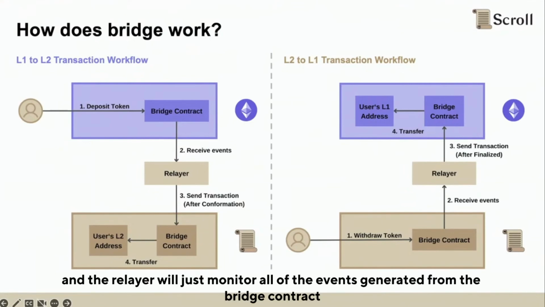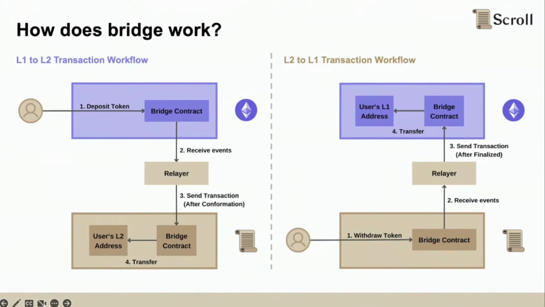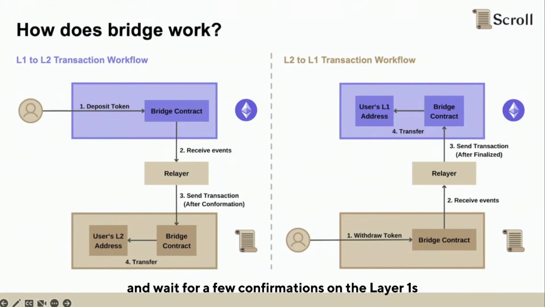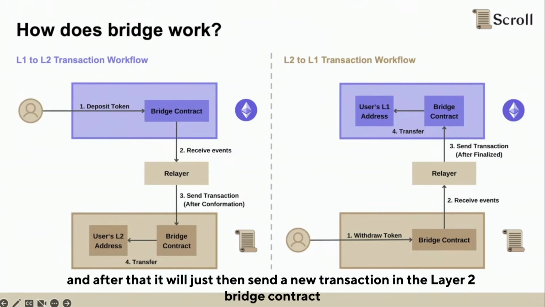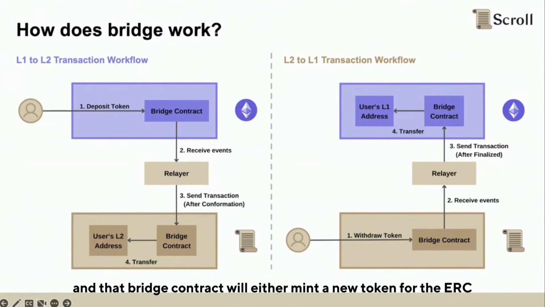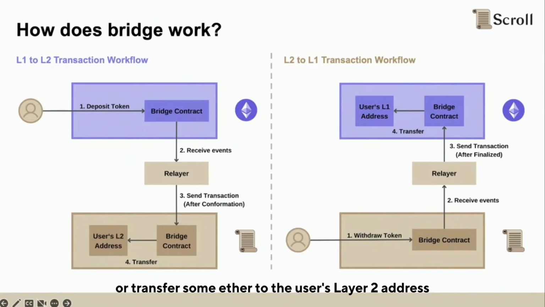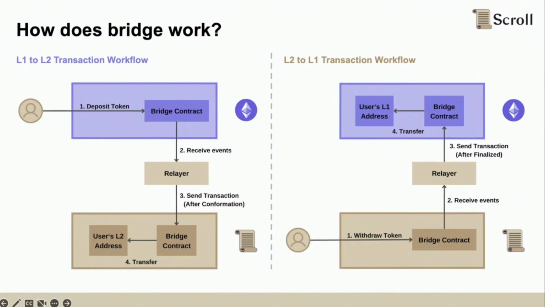And then the relayer will monitor all of the events generated from the bridge contract, and wait for a few confirmations on layer 1. After that, it will send a new transaction to the layer 2 bridge contract. That bridge contract will then either mint a new ERC token or just transfer some Ether to the user's layer 2 address.